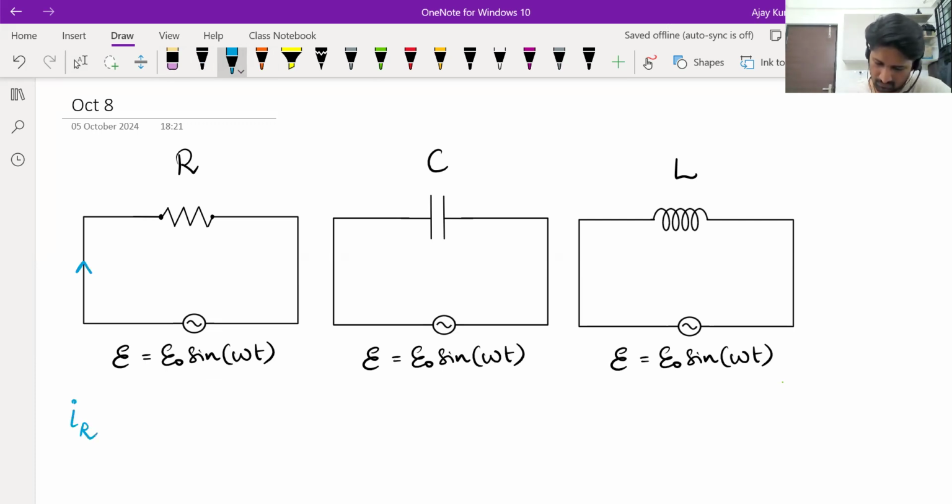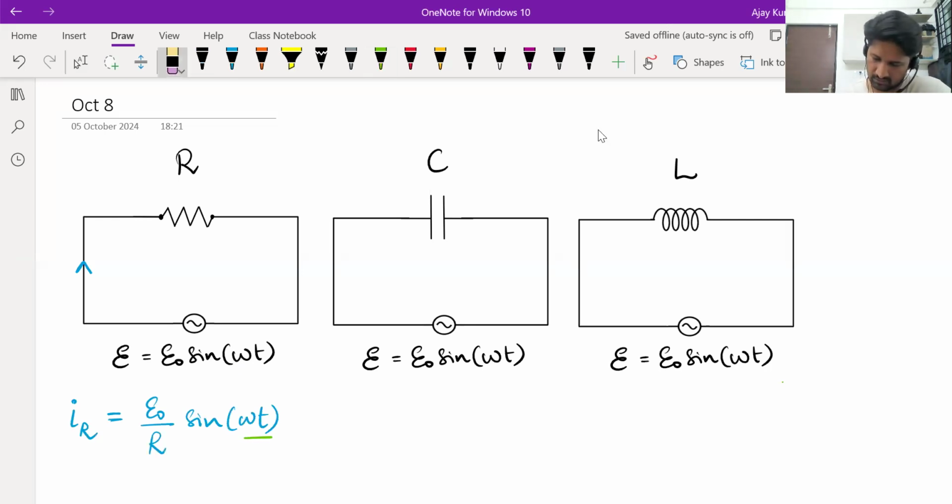I is equal to V by R, sir. Okay, tell the complete equation. So if you just divide E by R, what does it become? Okay, it will simply be E naught by R sine omega t. The EMF function and the current function will have the same phase.